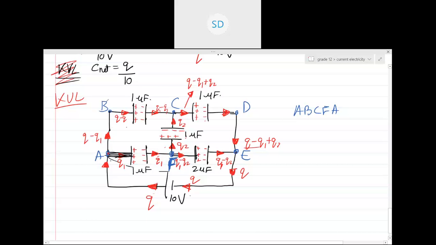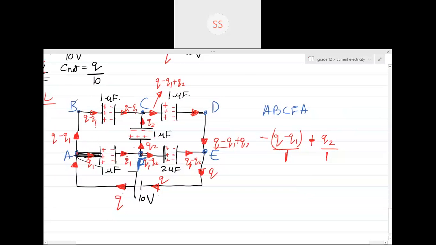Now, tell me what is the charge on the plates of this capacitor? Let's go. A to B, nothing. B to C. Are you entering from the positive plate or the negative plate? Positive. So minus Q, minus Q1 divided by 1. Yes, correct. After that, are you going to the positive plate or the negative plate? Negative. So plus Q2 upon 1.